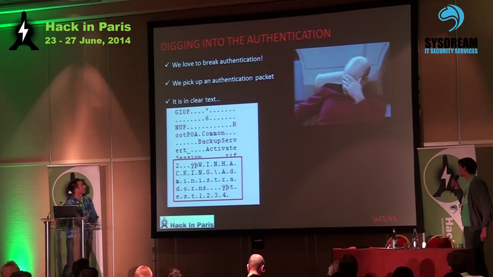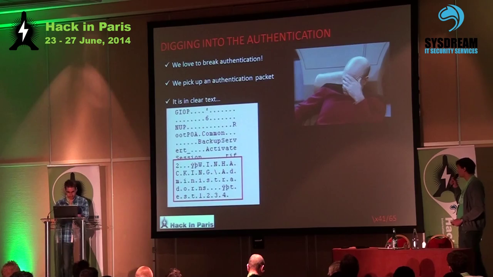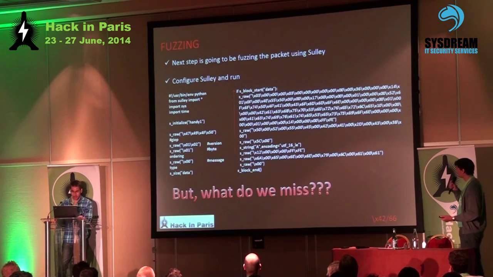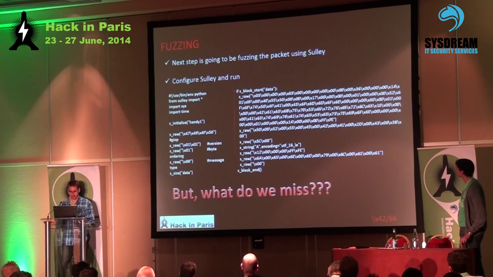We are focusing on the authentication because we love to break authentication. We picked up the authentication packet, and we realized that it was in clear text, as you can see on this screen. Okay, the next step will be to fuzz the authentication packet, in this case using the Sulley framework.